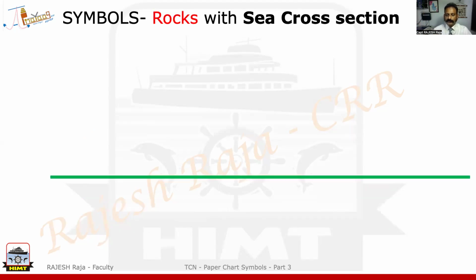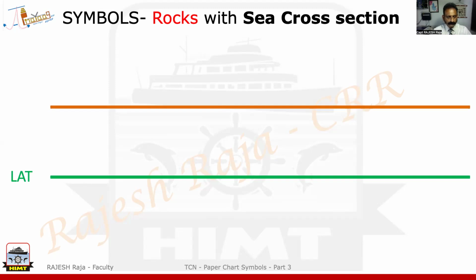I'm going to go for similar symbols, but with a cross section. Okay. First, I'm going to show you a cross section of the sea and the seabed. So let us take this as LAT. Let us take this as MHWS. Two reference points for me. Let me start one by one. Assume this is a submerged rock. It's maybe quite deep, possibly 32 meters. Now I'm going to show you the symbol on the chart.